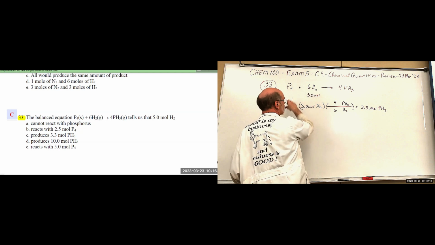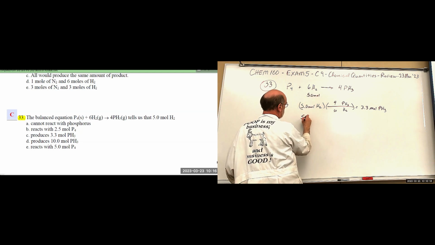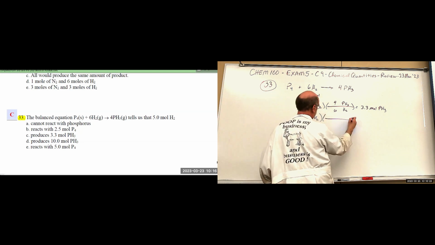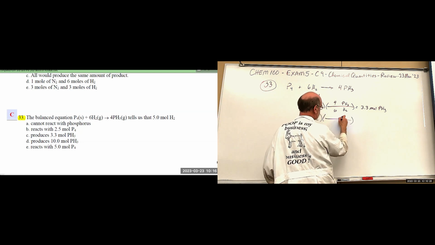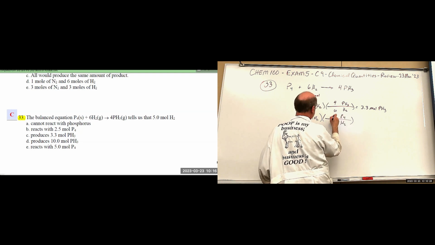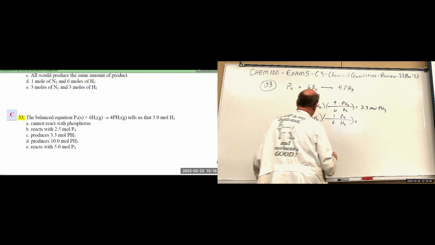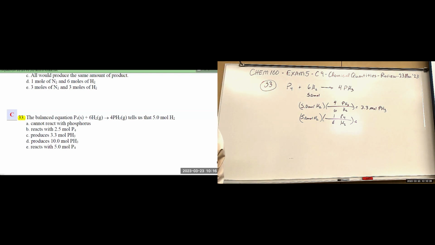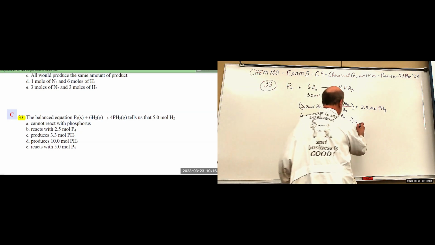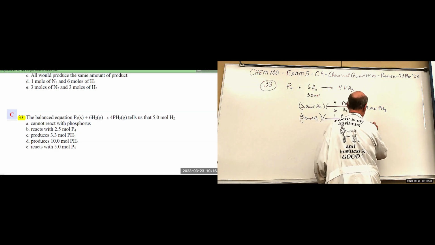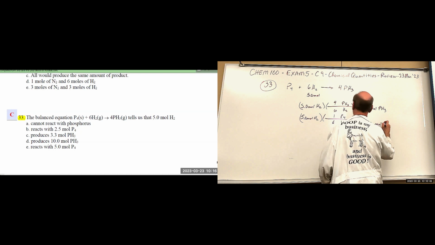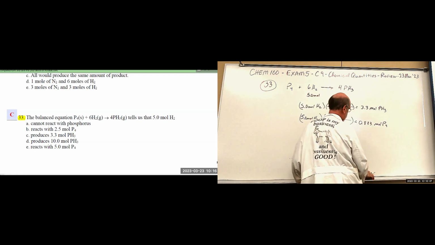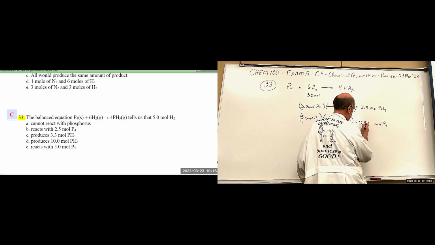And then how much P4 would be required? H2 cancels. P4 is 1, that's 6. So 5 divided by 6 is 0.833. 0.833 moles of P4 are required. Rounded off is 0.83. There we go.